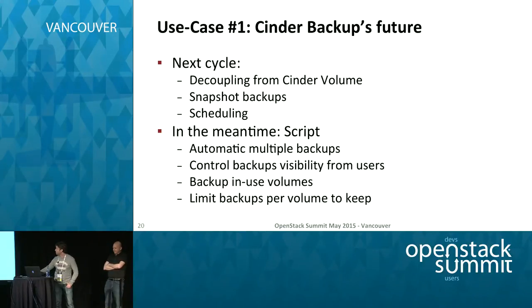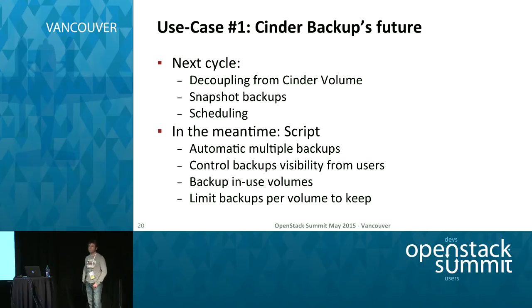In this next cycle, we are going to address some of the missing features in Cinder backup. For example, we are going to decouple the Cinder volume from the Cinder backup service, so Cinder backup will be able to scale out. We'll also include snapshot backups, and we're looking into scheduling the backups as well. In the meantime, how can you solve these missing features? By using, for example, a cron job, the Cinder client Python API, and some scripting. This way, you can create automatic backups.